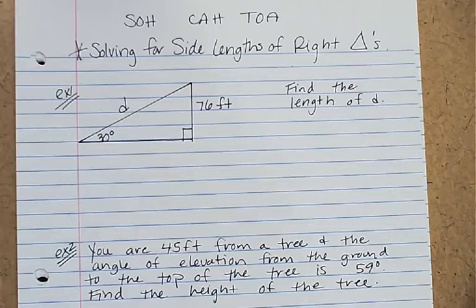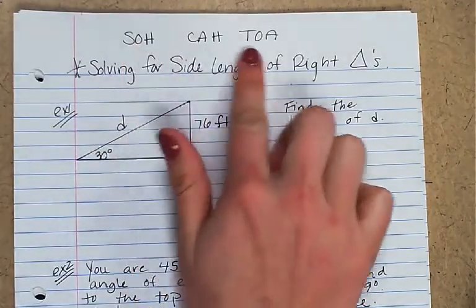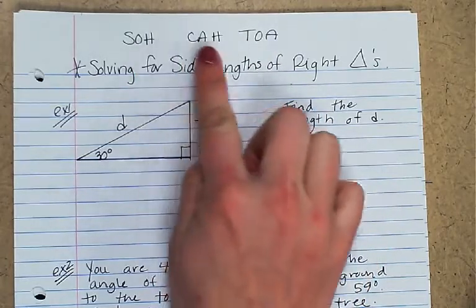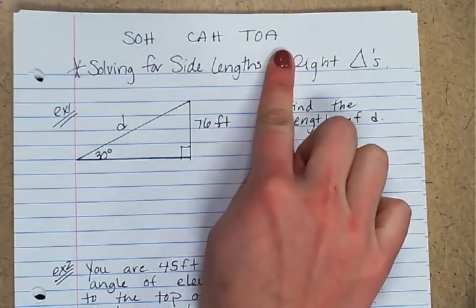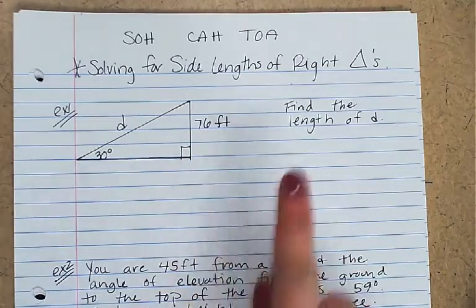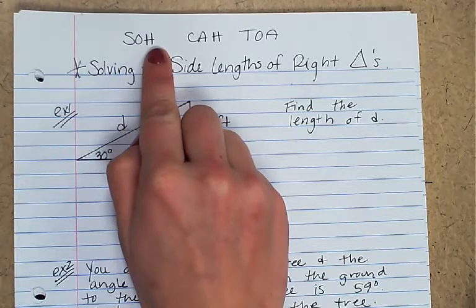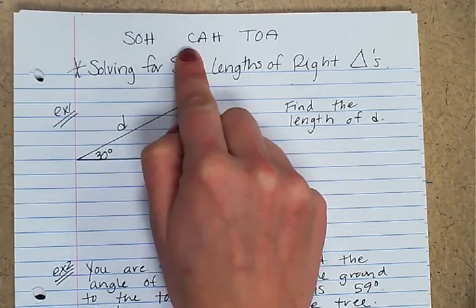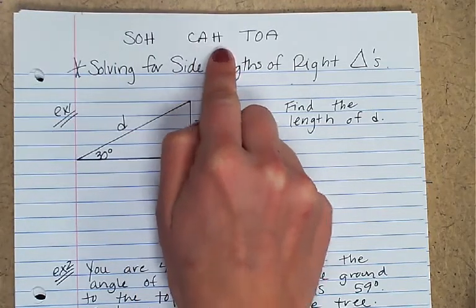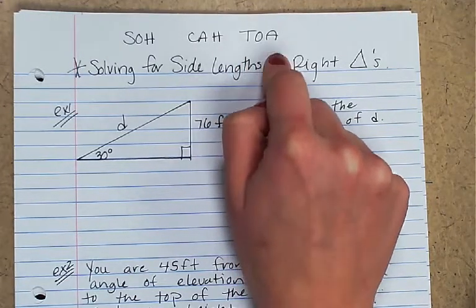This is a review of the Edgenuity lesson, solving for side lengths of right triangles. Make sure that if you don't have this written down, I know I talked about this in the last lesson, but go ahead and write there, SOHCAHTOA. Remember, that's the little phrase to help us remember how to set up our trig ratios. So sine of an angle is opposite over hypotenuse, cosine of an angle is adjacent over hypotenuse, and tangent of an angle is opposite over adjacent.